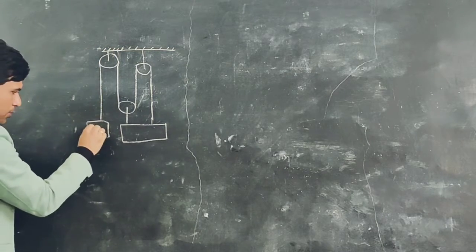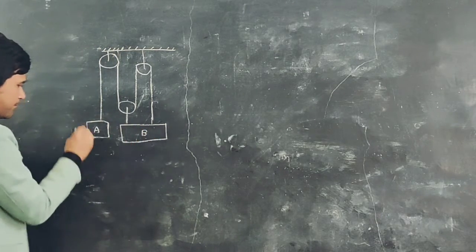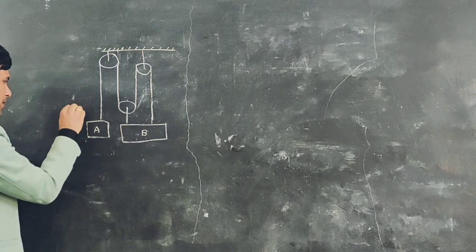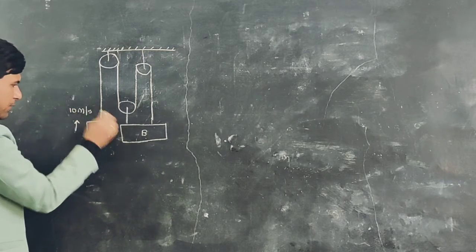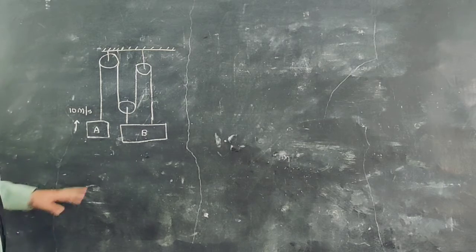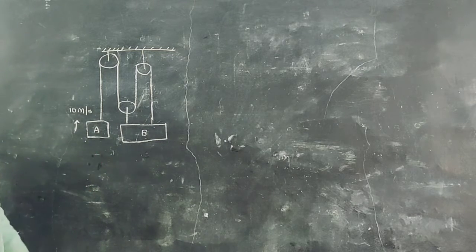There are two blocks, block A and block B. Now this block is moving upward with 10 meter per second. Find out the velocity of the block B. You can pause the screen, try this one, and then come back.